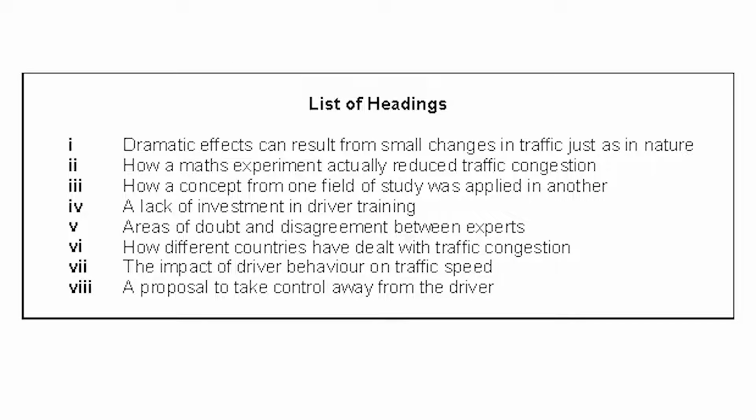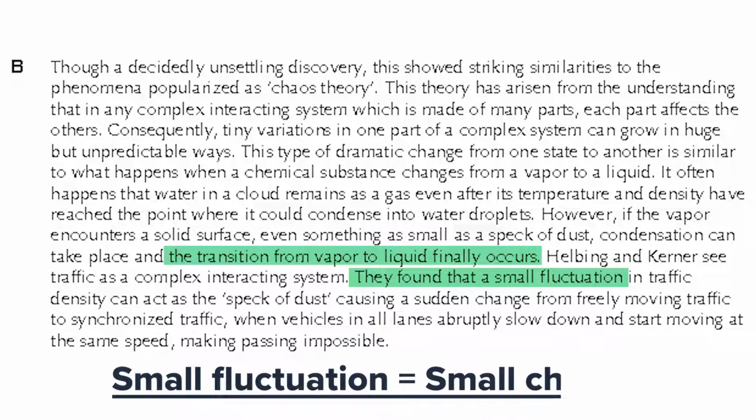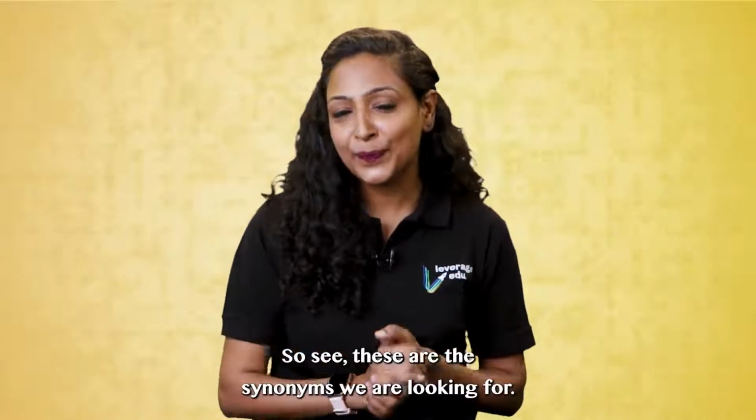Now, the first one is saying dramatic effects can result from small changes in traffic just as in nature. See, here they are talking about the effects of things in nature. Transition from vapor to liquid finally occurs. They found that a small fluctuation, meaning a small change. So see, these are the synonyms we are looking for.